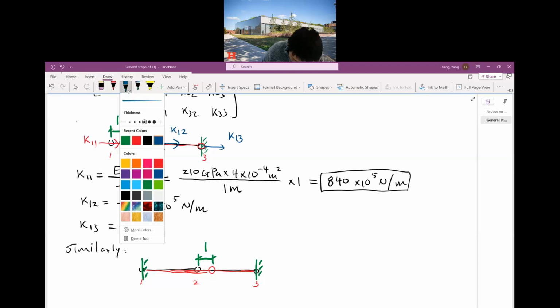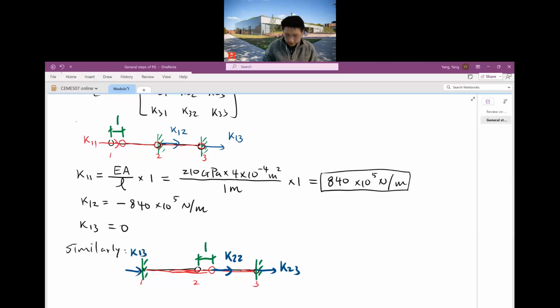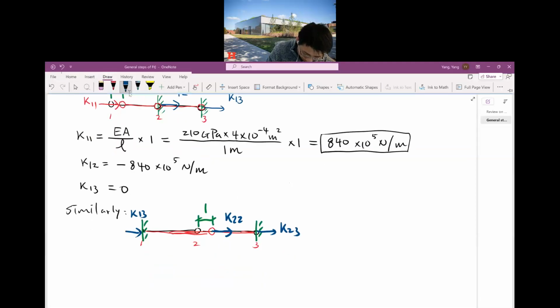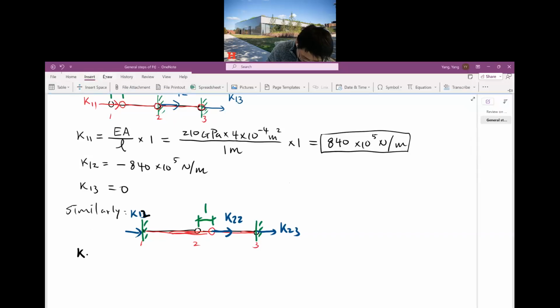The force at node 2 is K22. So the reaction at this is K23. And here, this is K13. It's pretty straightforward here. So K1,2, sorry, K21, sorry, should be K21 here.